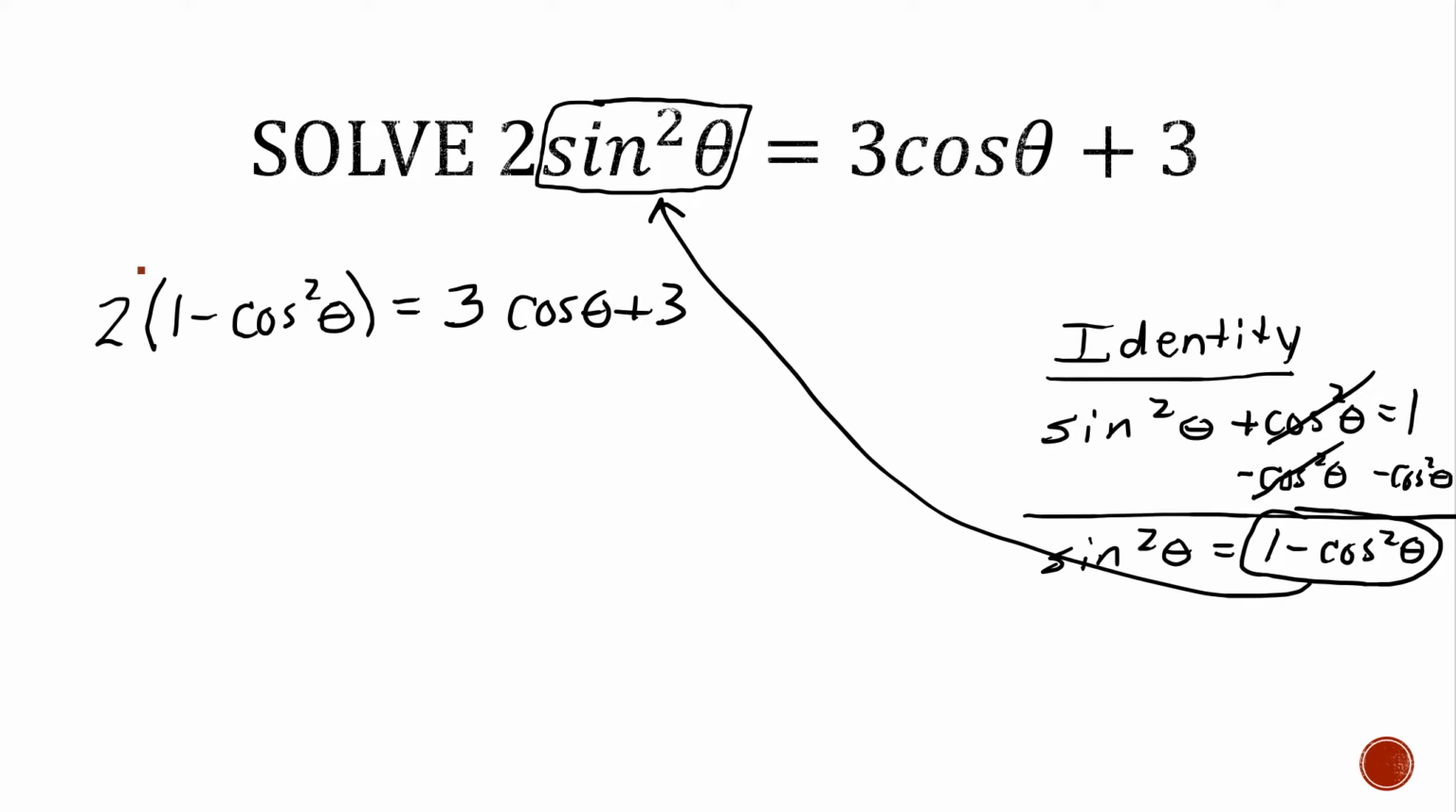So let's get it ready to factor. What I need to do is get everything on one side. The first thing I'm going to do is distribute this 2 across that parenthesis. So 2 times 1 is 2, and then 2 times cosine squared.